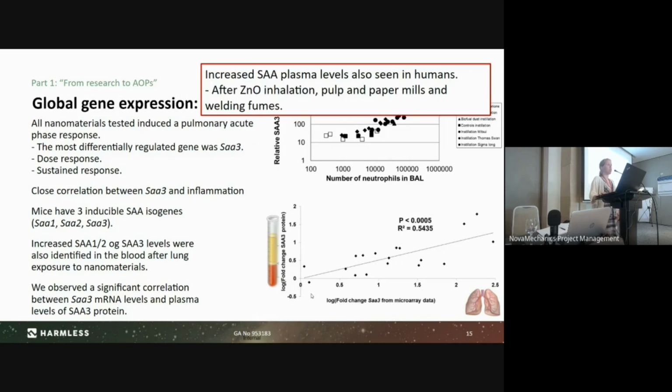And this is not only in mice, this has also been shown in humans, where after, for example, zinc oxide inhalation in pulp and paper mills and clothing fumes, workers exposed to these materials also have increased SAA plasma levels in their blood.